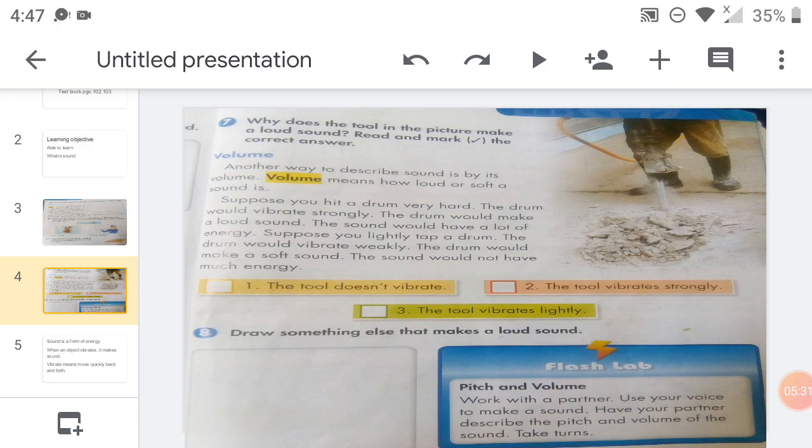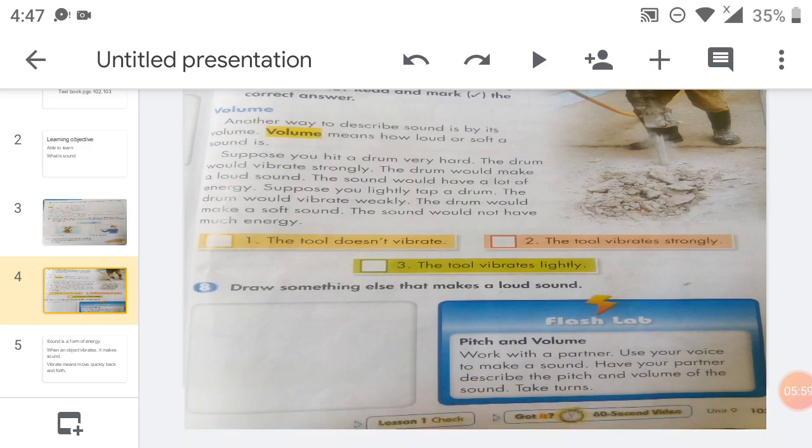Let me read question number 7 for you. Why does the tool in the picture make a loud sound? Read and tick the correct answer. Look at the picture. This tool or machine makes a loud sound. Okay. And some options are there. First option, the tool does not vibrate. The tool vibrates strongly or the tool vibrates lightly. So you have to tick the second option. The tool vibrates strongly. This is the correct answer.